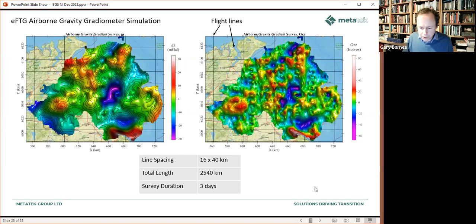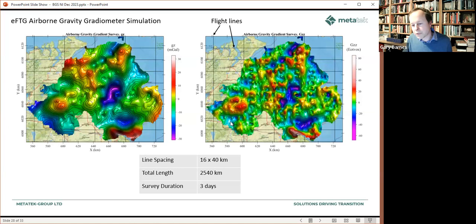So the first scenario is an airborne survey with a very wide line spacing. In this case, I've chosen 16-kilometer line spacing and 40-kilometer tie line spacing. And we can see, after processing this data and producing a gravity map, what that would look like. On the left-hand image, you can see the Bouguer gravity map seems to hang together quite well. We can see these basins coming through quite clearly.